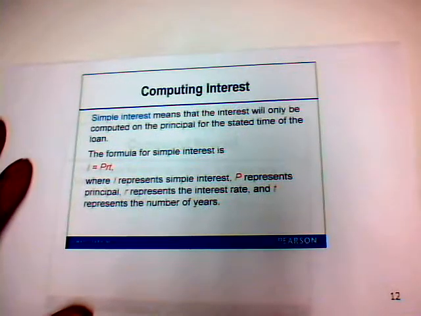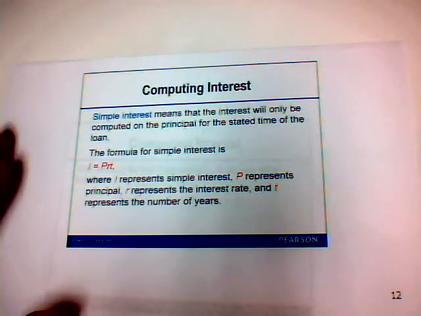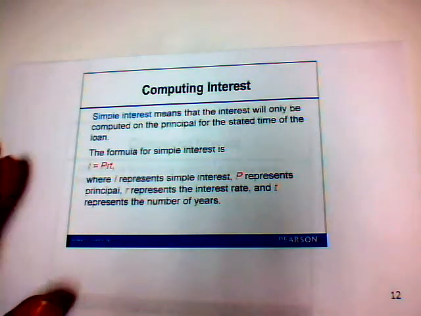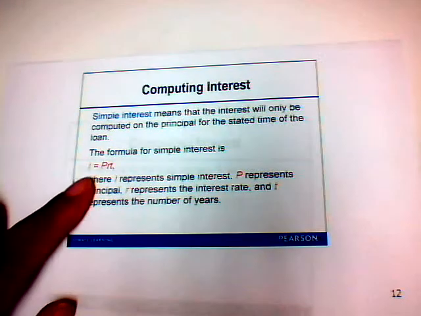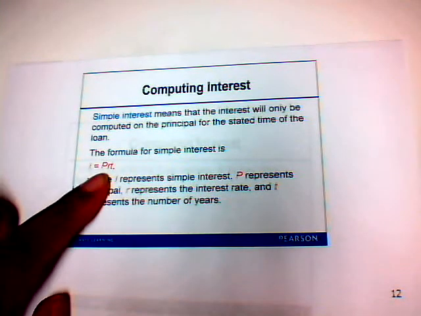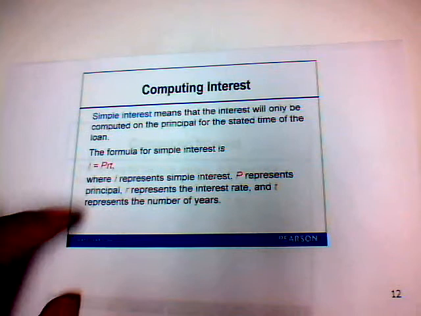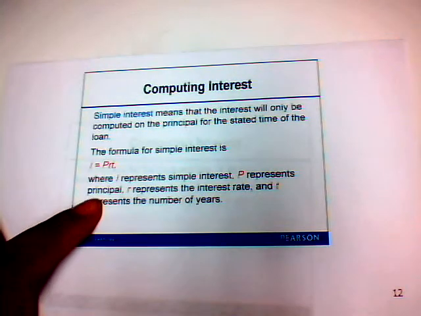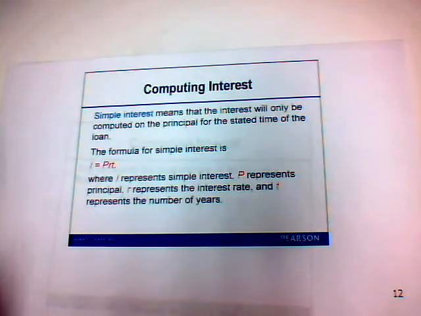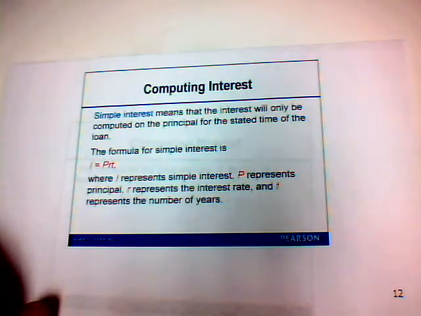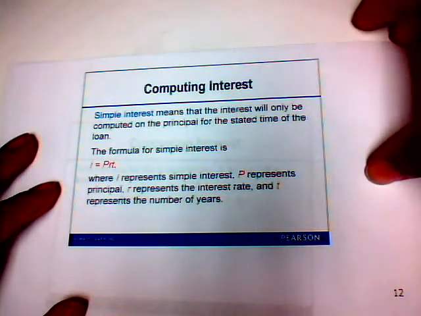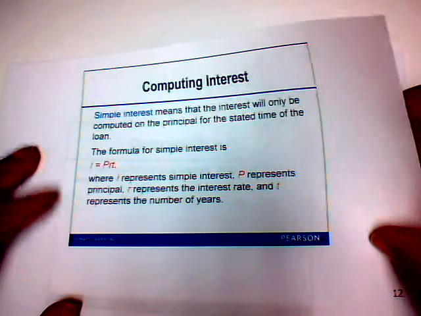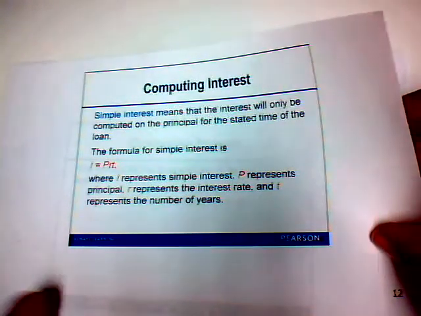Simple interest means that the interest will only be computed on the principal for the stated time of the loan. And the formula for simple interest is this: I is equal to P times R times T. I represents the simple interest, the P is the principal, the R is the interest rate, and the T is going to represent the number of years, or the time. And the time is always going to be in years when we're dealing with computing interest.